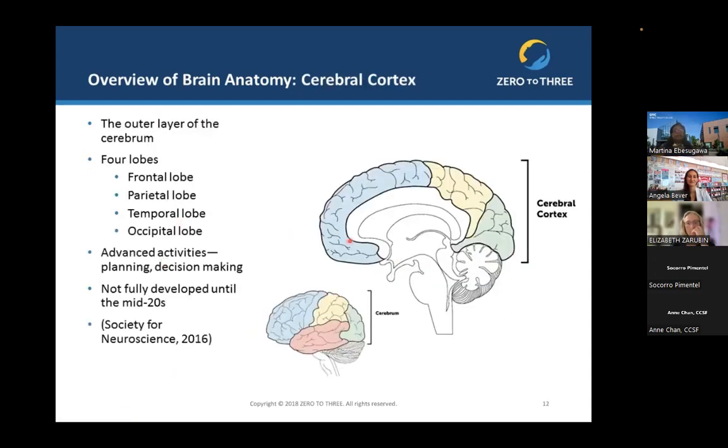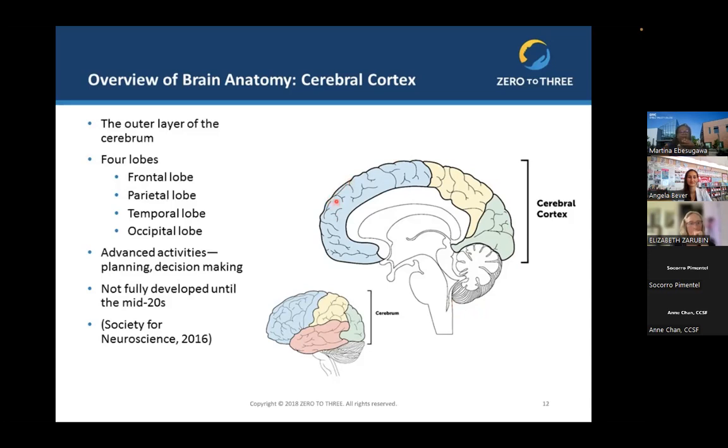And then we come to the cerebral cortex. What is really crucial about this is that it has 4 different lobes: the frontal lobe, the parietal lobe, the temporal lobe, and the occipital lobe. And we'll be diving a little bit deeper into that. Again, like I mentioned, the brain develops from the bottom of the brain, from the brainstem all the way to the top, to the frontal cortex. So this is the last area of the brain to develop.